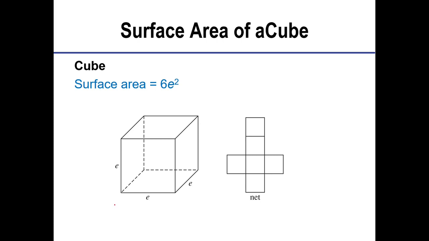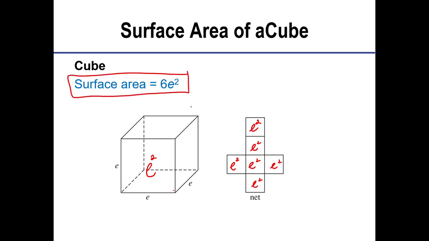Let's consider the surface area of a cube. We know that a cube has 6 faces and each of the sides has the same length. So let's suppose we have a length of e. So the area of one face is just e times e, or e squared. Now, if I look at the cube unfolded, each of the faces has an area of e squared, and there are 6 faces. So we know that the surface area of a cube is going to be 6e squared, and e is the length of one of its sides.